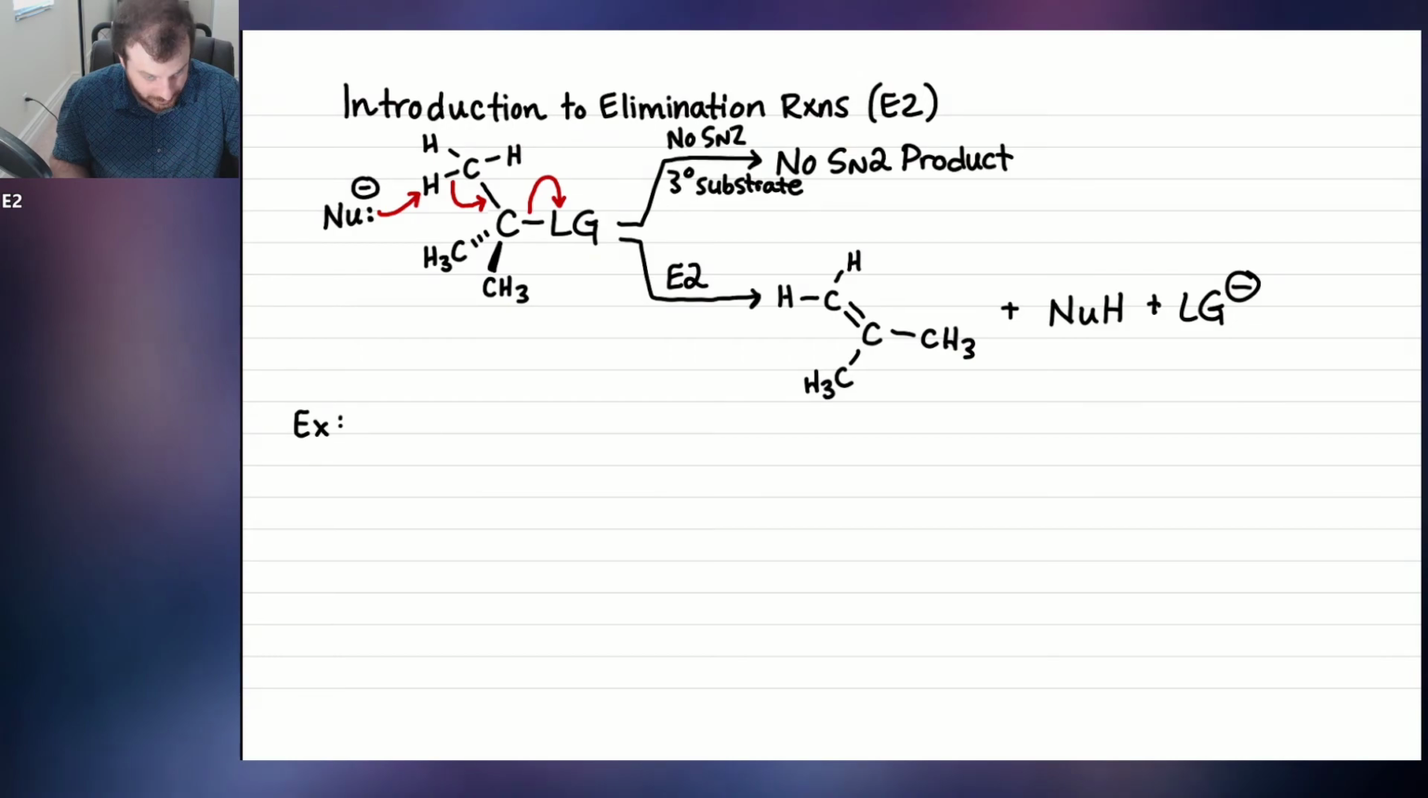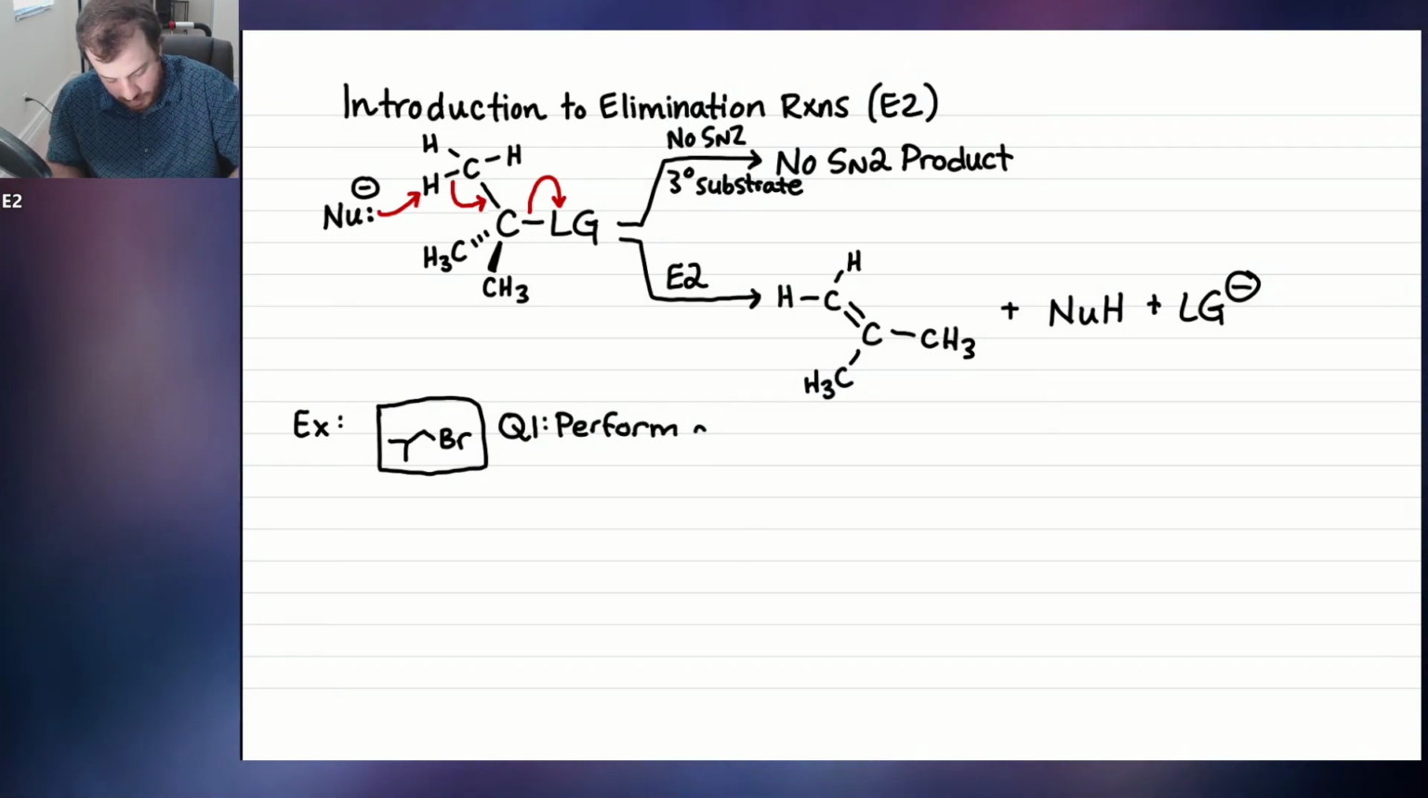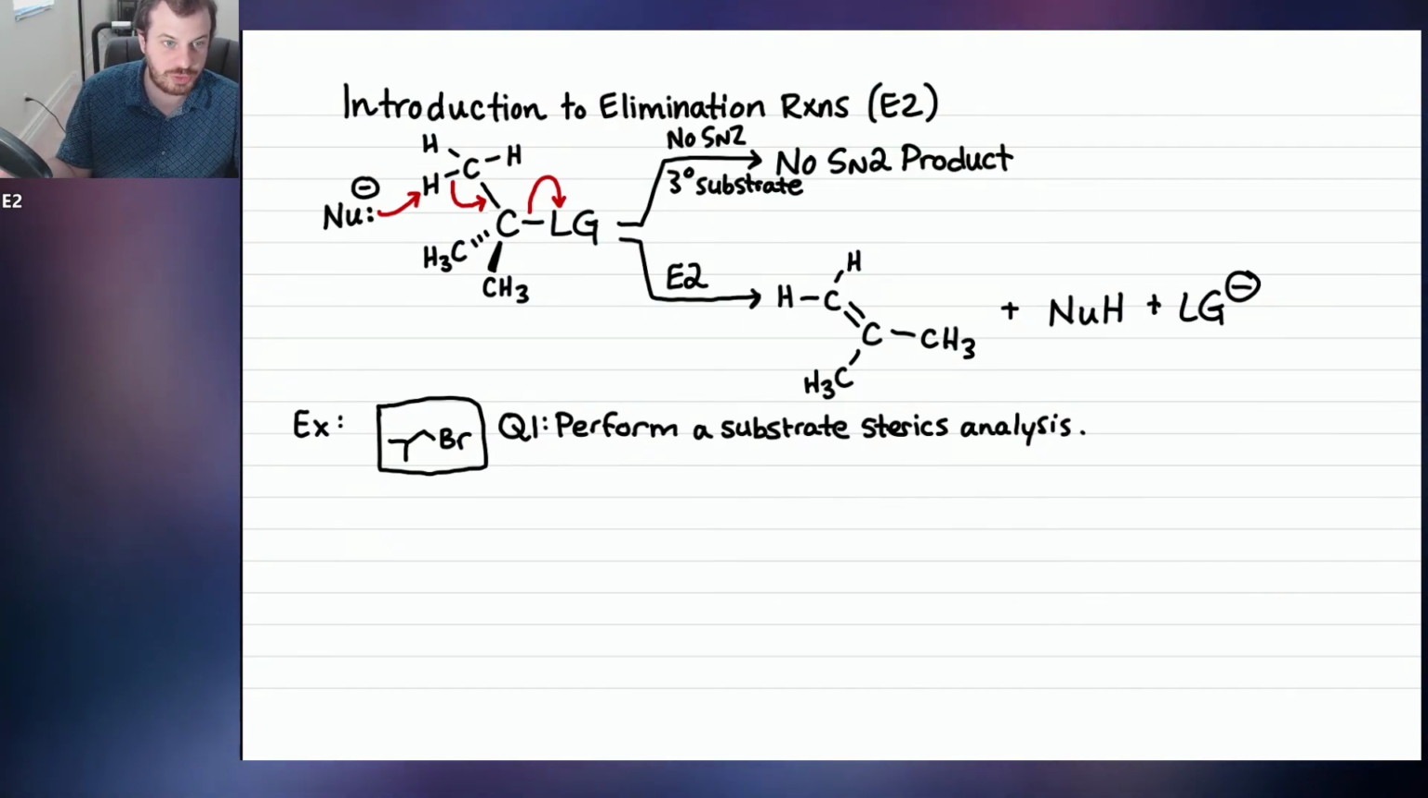I'll give a molecule. Let's say this guy right here. Okay. And maybe the first question I'll ask is, okay, this will be question 1. Perform a substrate sterics analysis. Okay, what that means is determine the degree of substitution and the beta branching. So I'll redraw the molecule here. And you'll notice that this is our alpha carbon, and this is our beta carbon.